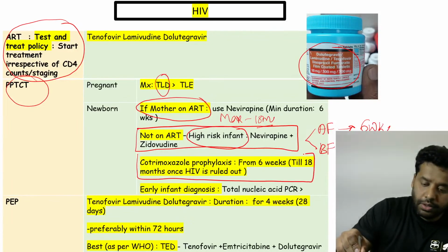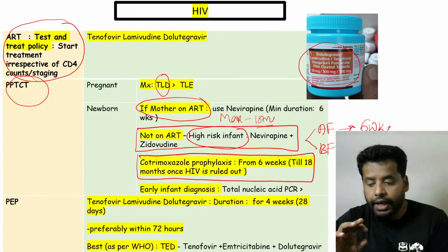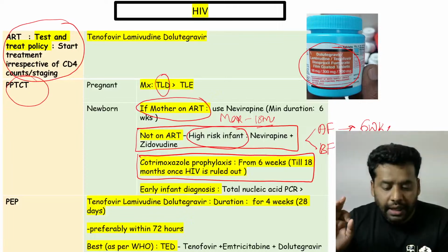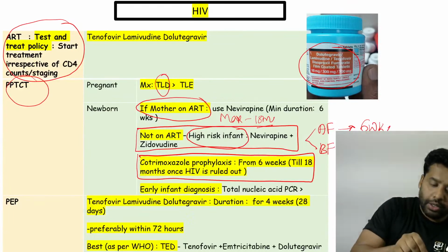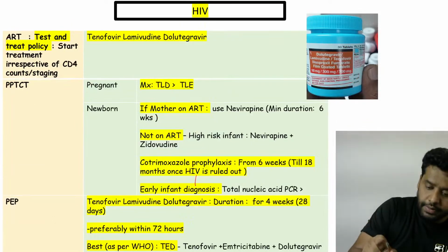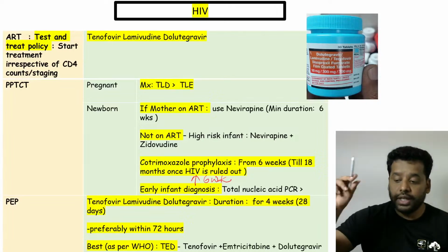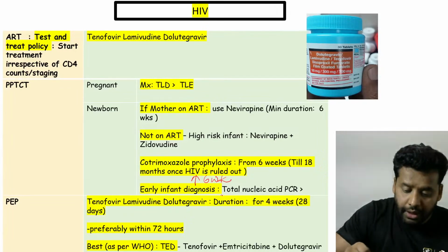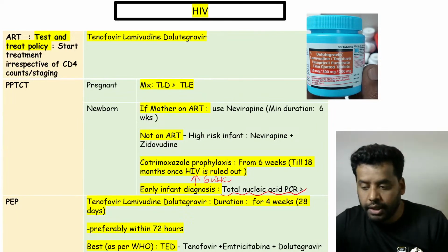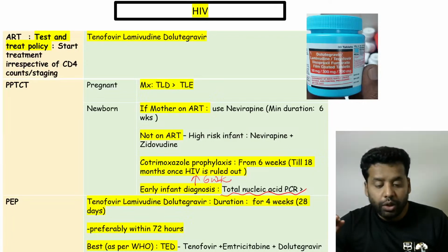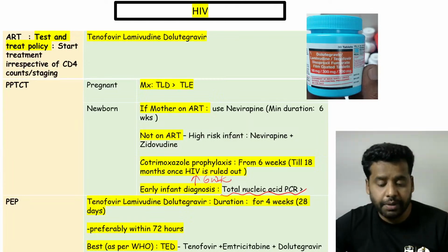Cotrimoxazole prophylaxis to prevent pneumonia, starting from 6 weeks till 18th month, because early infant diagnosis can be done at 6 weeks. Now the diagnostic test of choice for early infant diagnosis is total nucleic acid PCR, TNA PCR. What is TNA if they ask? Total nucleic acid PCR. Don't make a mistake, it is TNA PCR.